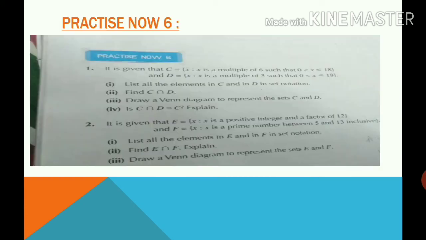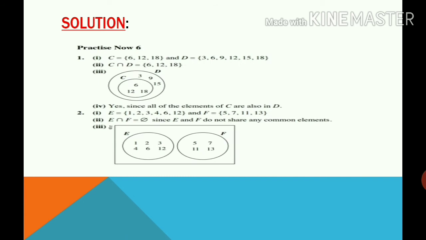Now let's come to the fourth part. The fourth part is: is C intersection D equal to C? Now see the answer of C intersection D. C intersection D is equal to 6, 12 and 18. And here you can see that the elements of C are also 6, 12 and 18. It means that the elements of C intersection D are also there in C. So we can say that yes, C intersection D is equal to C because all elements of C intersection D are also there in C.